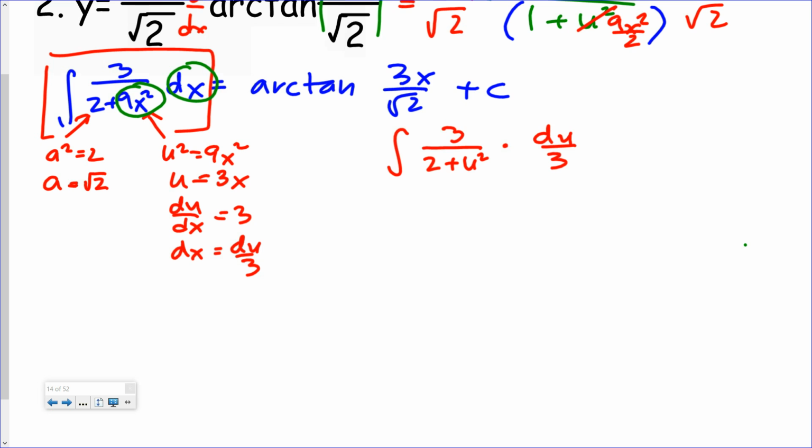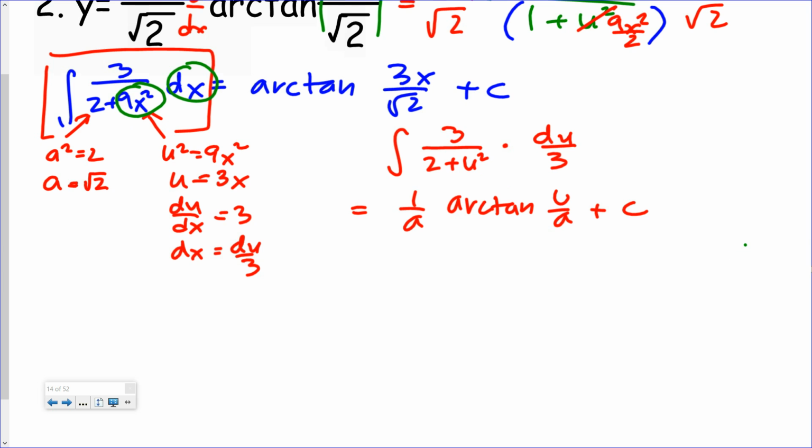And then I ask myself the question, do my x's cancel out? Do they cancel out? Yeah, they're not even there. Guys, if they cancel out, this is an arctan problem. Does that make sense? Because I assumed arctan by making this a squared u squared thing. Okay, so this is an arctan problem. So what that means is this answer is 1 over a arctangent u over a plus c. And then it's just a substitution problem.